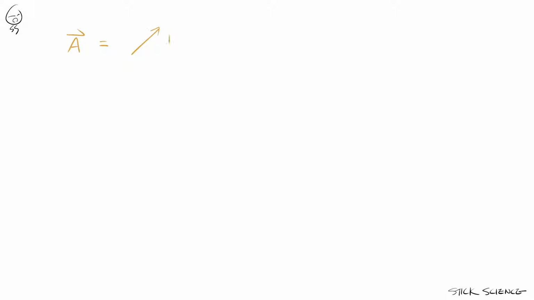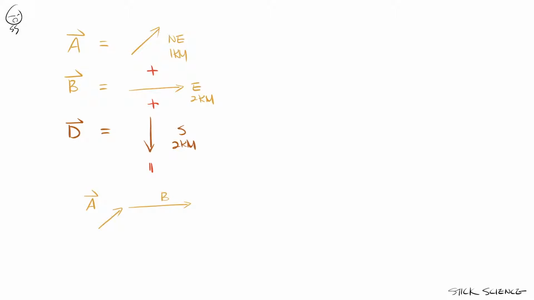But what if our map had an additional instruction that required the treasure hunter to go 2 kilometers south as well? Let's call that one vector D. Well, adding 3 vectors or more is no different from adding 2. Just draw each vector in succession so that the tail of the next vector begins at the head of the previous one. Once you're done placing all the vectors, just draw another vector that starts at the tail of the first vector and ends at the head of the last. That will be the vector sum of all your vectors.